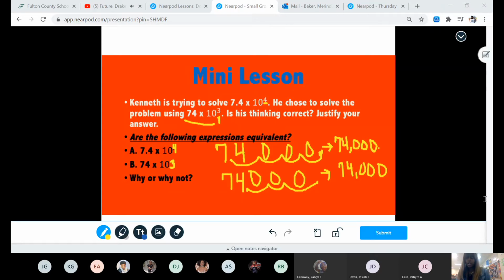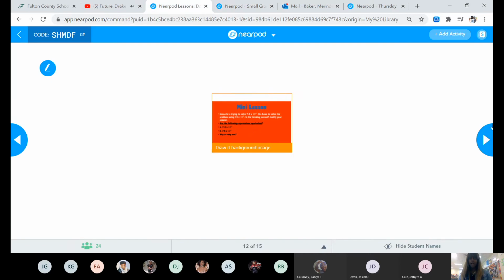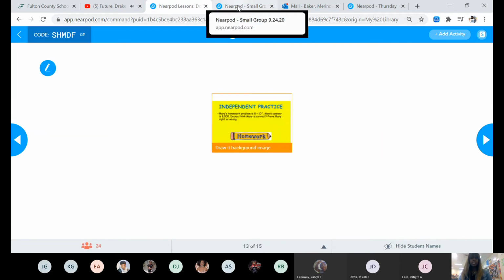Yes, how do we know that it's equivalent? It's because we ended up getting the exact same answer. Good job. So all he did for the first one, he just started off with a smaller number. So 7 and 4/10 was smaller, but he multiplied by a greater power. But then this time he started off with a bigger number, 74, and he multiplied by a smaller power, but he ended up getting the exact same number. Good job. Y'all were right. It's equal. So he was correct. His thinking was correct. All right, let's keep practicing.